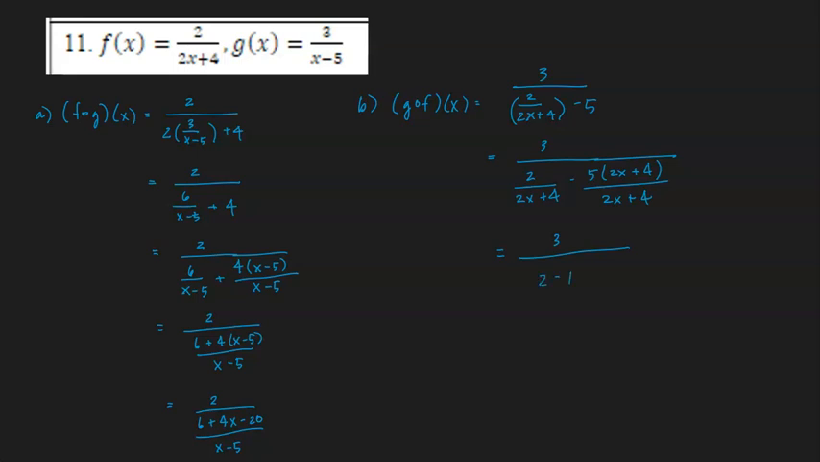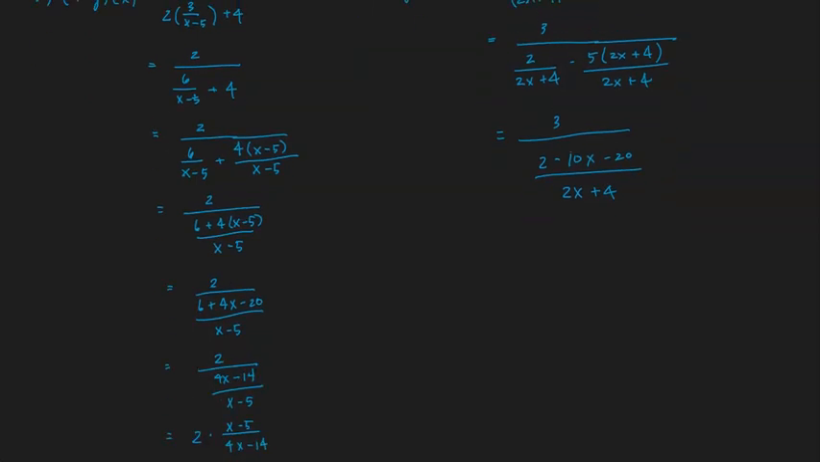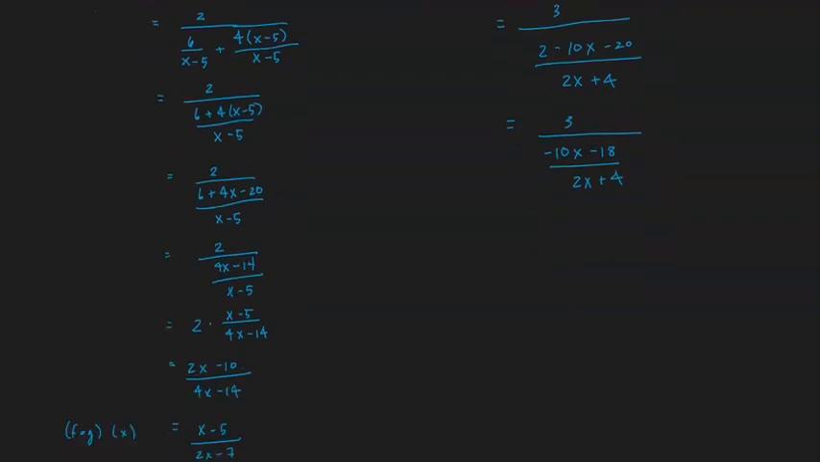And then 2 over 2x plus 4 minus 5 times 2x plus 4 over 2x plus 4, and 3 over 2 minus 10x minus 20 over 2x plus 4, which equals 3 over negative 10x minus 18 over 2x plus 4. And that equals 3 times 2x plus 4 over negative 10x minus 18, which is, distribute the 3, so that's 6x plus 12 over negative 10x minus 18.